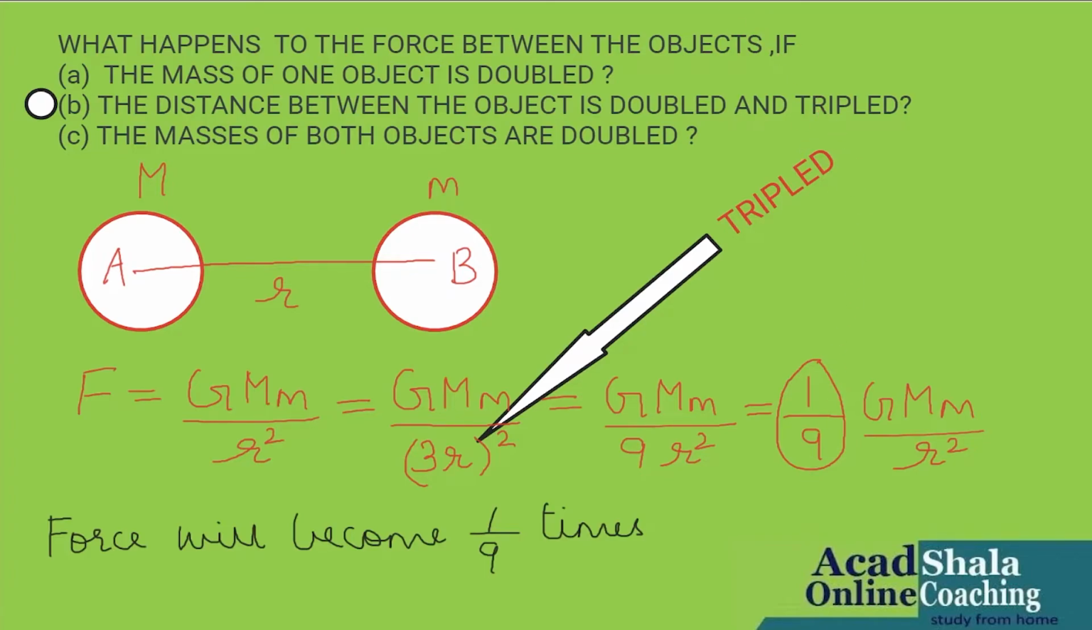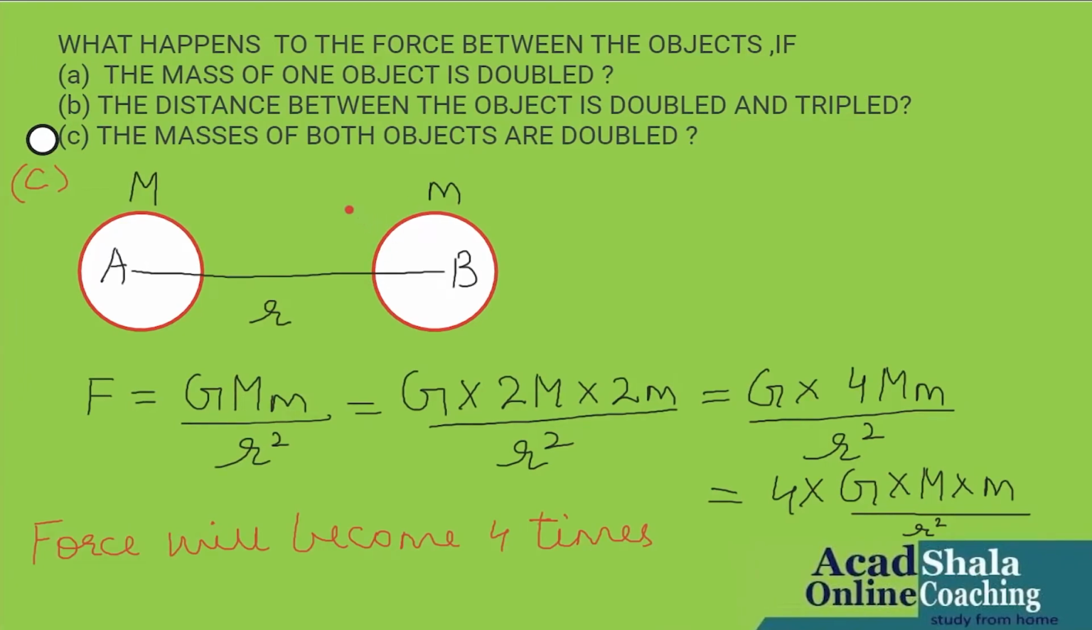Okay, the last one, that is the C part. What happens to the force between the objects if the masses of both objects are doubled? Now I have to double the masses. Again the same thing: I have kept these two objects A, B with the mass m and small m with the distance r as shown on the screen. I know the expression of force. I have written F is equal to G m small m upon r square.